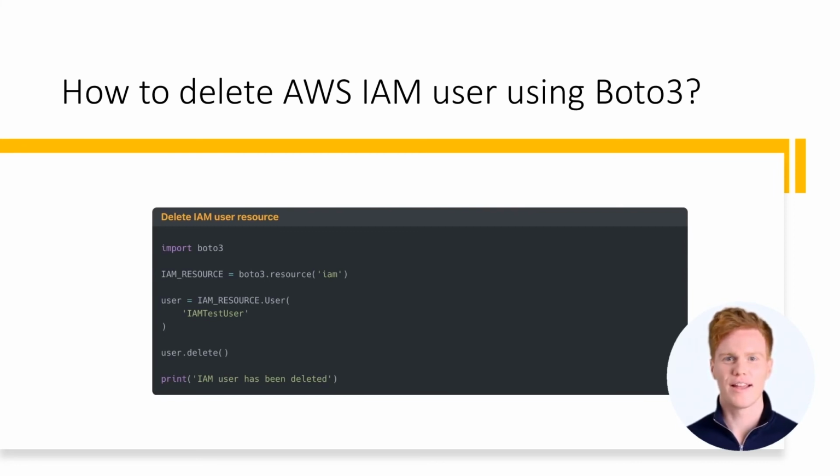Before deleting an IAM user, you must remove the following items first: user login profile, access keys, signing certificate, SSH public key, Git credentials, multi-factor authentication device, inline policies, attached managed policies, and group memberships. Please check out our supporting article or official Boto3 documentation for more information.